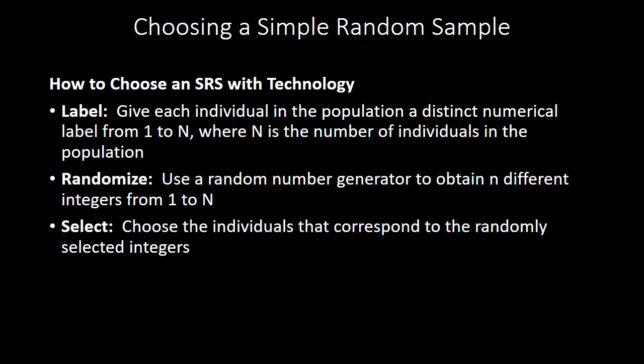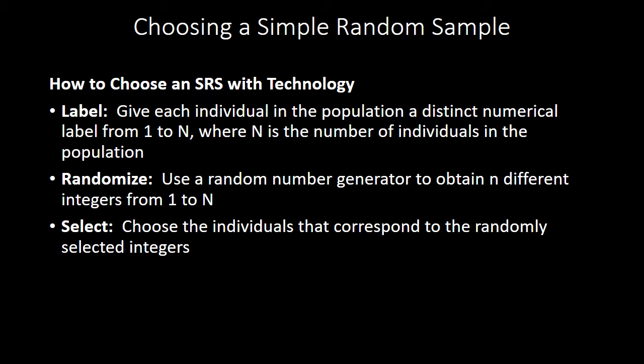In order to choose an SRS with technology, you have to follow 3 steps: label, randomize, and select. To label, you give each individual in the population a distinct numerical label from 1 to capital N, where capital N is the number of individuals in the population. Then you randomize. Use a random number generator to obtain lowercase n different integers from 1 to capital N. Then you select. Choose the individuals that correspond to the randomly selected integers.